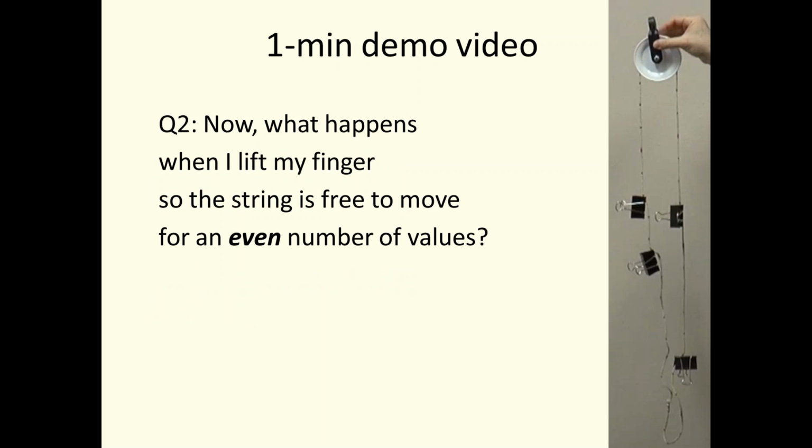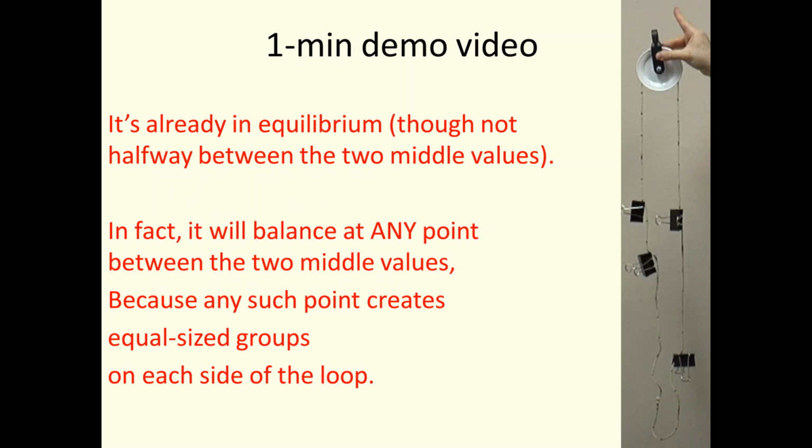And then the second question that the video poses is, what happens when I lift my finger now when there's an even number of values, or binder clips in this case, and again, they're not equally spaced. And when I lift my finger up, as you can see, nothing happens. It stays the same because it's already in equilibrium, even though it wasn't halfway between those 2 middle values, which is a way of illustrating the arbitrariness of the convention to always take halfway between the 2 middle values, because this will balance at any point between the 2 middle values. And on the video, I tug on the string a few more times to show that it remains stable at any point in between those 2 binder clips.